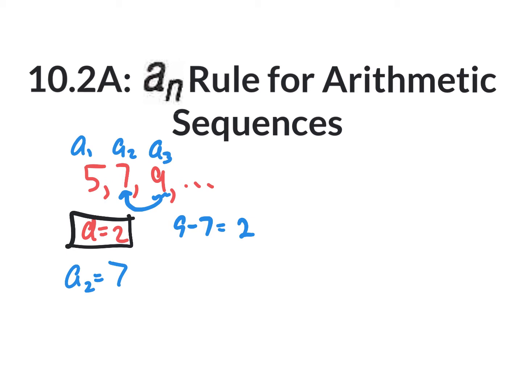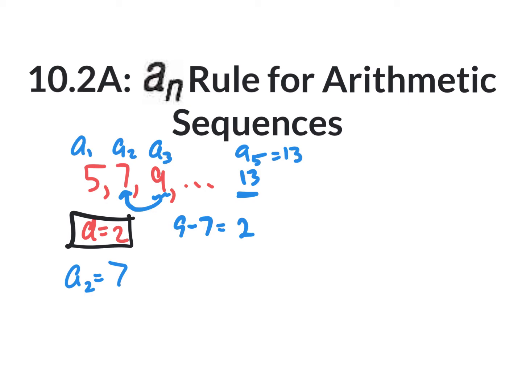Now with this rationale, I could ask you, even though you don't see it, for a sub 5. So what would a sub 5 be? 13. It would be 13, right? Because 5 plus a common difference, 2 is 7, plus 2 is 9, plus 2 is 11, plus 2 is 13. So a sub 5 is 13. And that will be a question on the first quiz that we have next week.